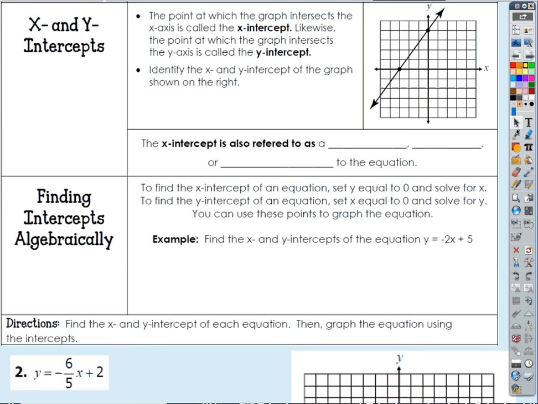So, which one is that? X or y-intercept? Which one is that? It'd be y, wouldn't it? Just on the y-axis. So that's where the line is crossing the y-axis, so that's the y-intercept. So what is the y-intercept in this case?